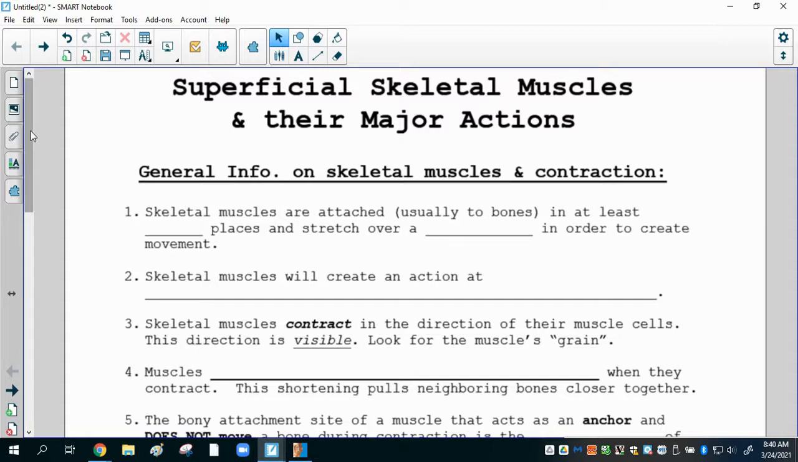Let's get started. So the title of this page is Superficial Skeletal Muscles. That's what we'll be learning in the coming weeks. So remember, superficial means close to the surface. We're also going to be learning a little bit about what they do and how they move our body, which is why we've studied the movements.